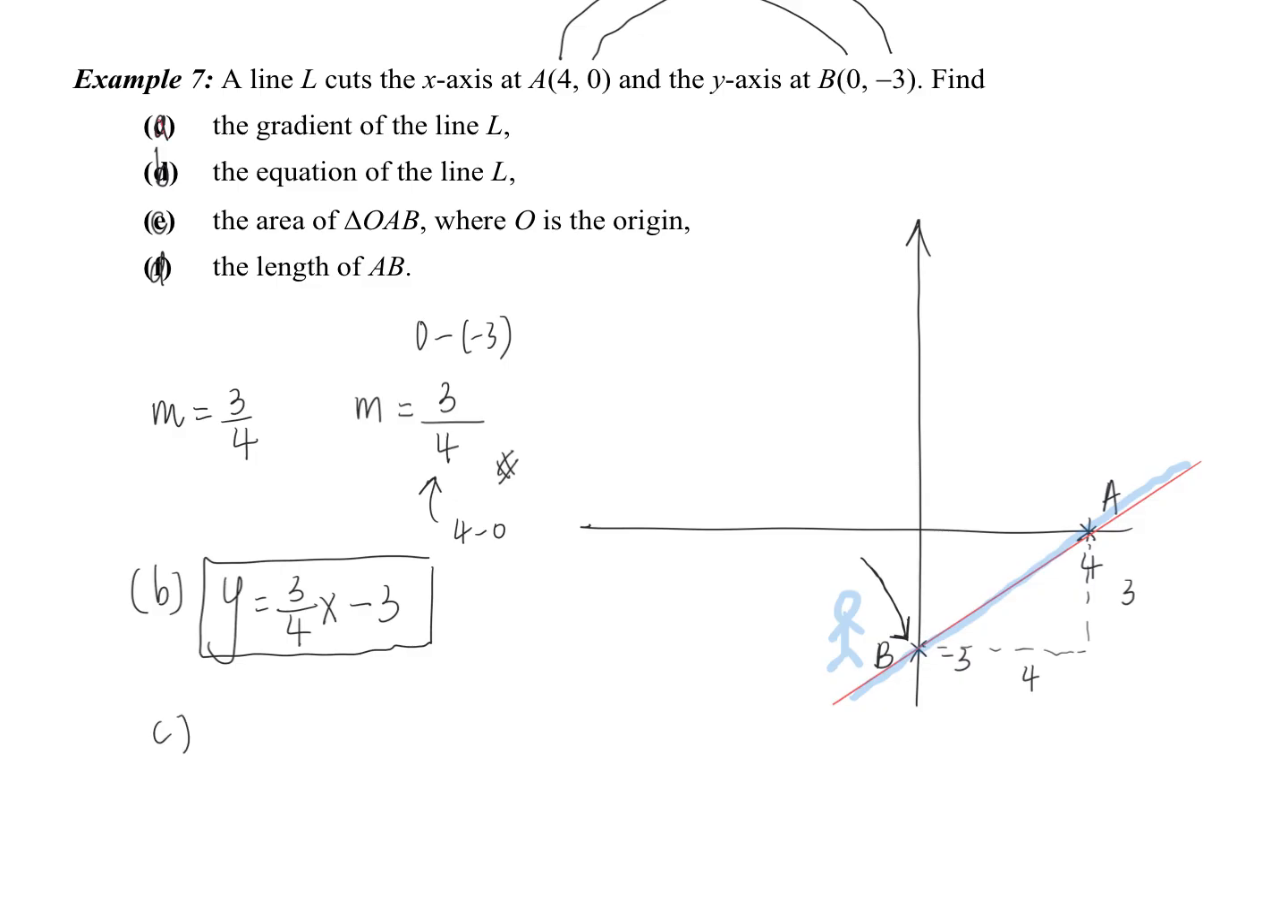Okay, next one, I want to find the area of OAB. O is the origin, OAB. So is this triangle over here. So just half times base times height. So area of triangle OAB is half times my base 3 times my height 4. So it's 6 units square.